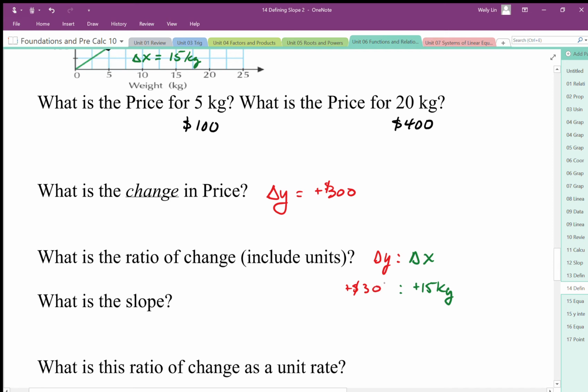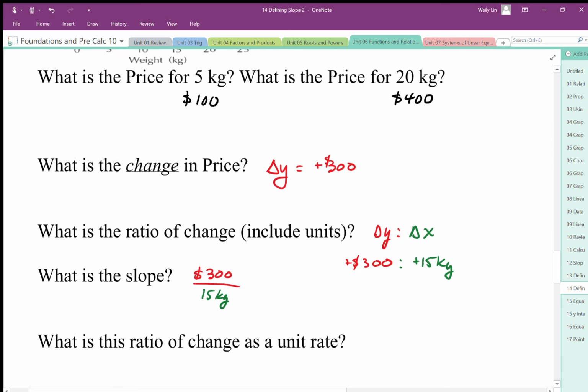$300. Okay, the slope is then going to be expressed as $300 for every 15 kilograms. Okay, so there's my slope.